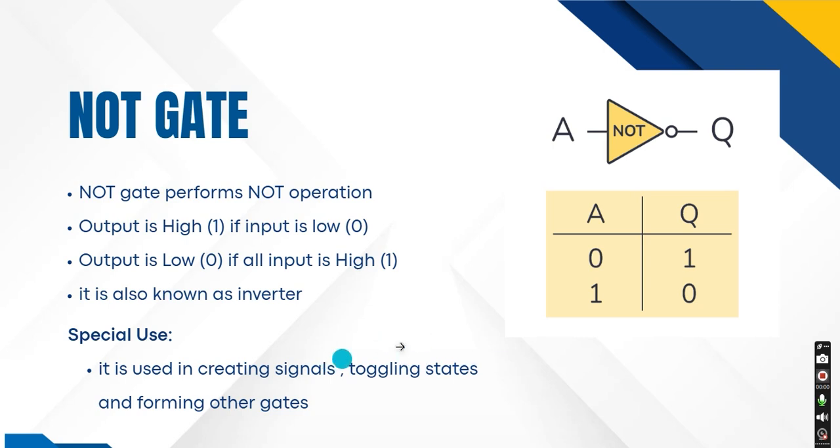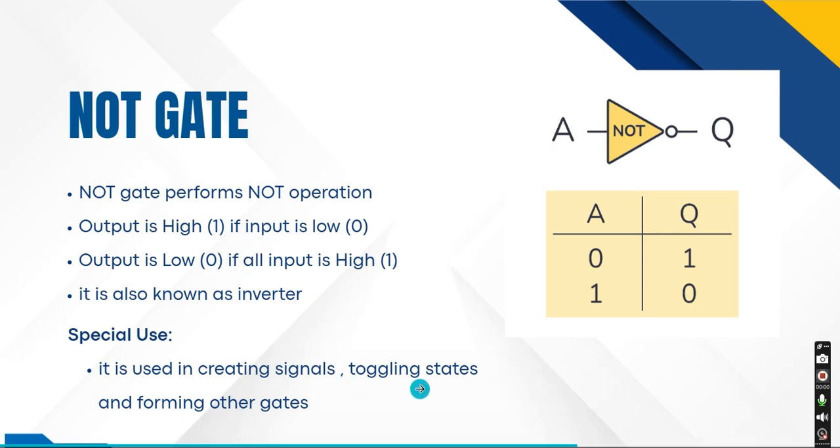So these are some of the relevance of the NOT gate, its real-life applications. We've talked about the real-life application of the NOT gate, and we've talked about its truth table. This is the circuit diagram, and this is the condition of the NOT gate. Remember, output is high if input is low, and output is low if input is high.